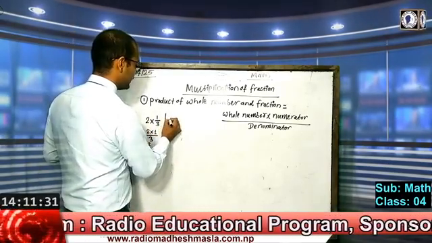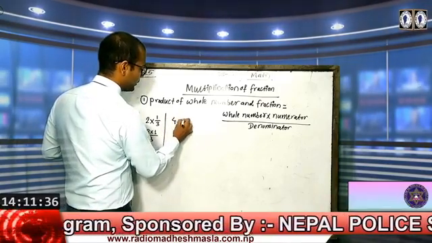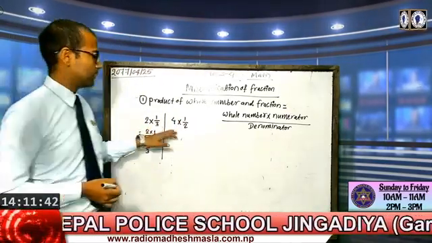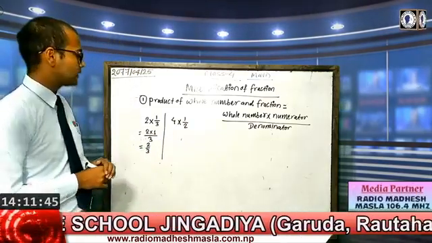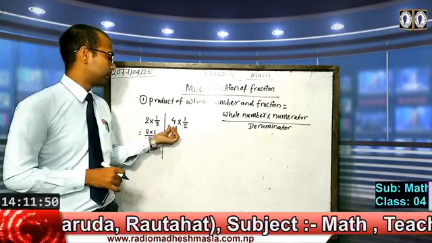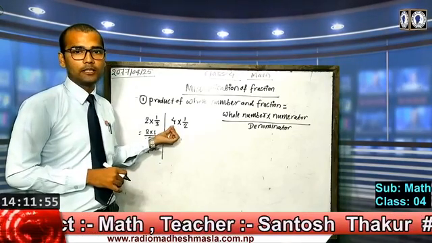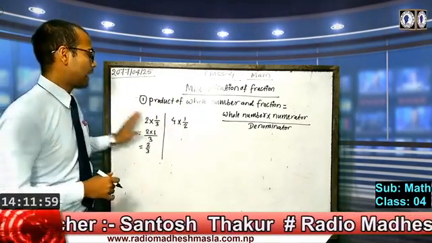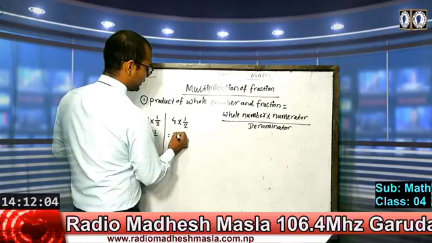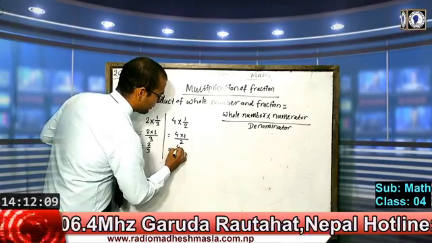Sometimes you may be given questions like this also, 4 into 1 by 2. Students, look here, 4 into 1 by 2. Here also, 4 is a whole number because it doesn't have a denominator. That's why this is a whole number. Here we again use the same formula: 4 into 1 by 2 is equal to 4 into 1, that is 4 by 2.